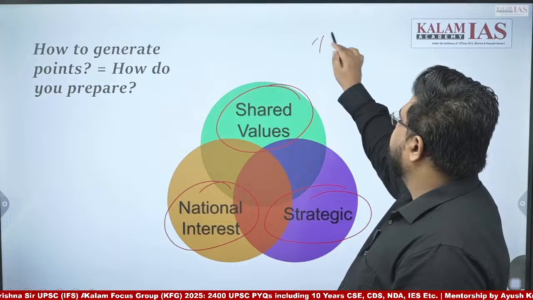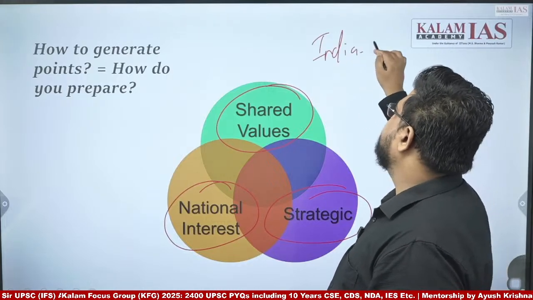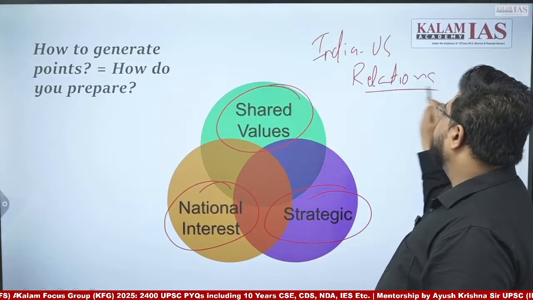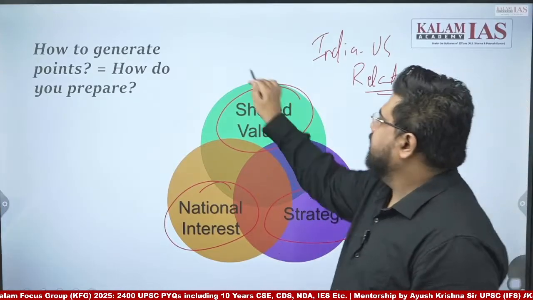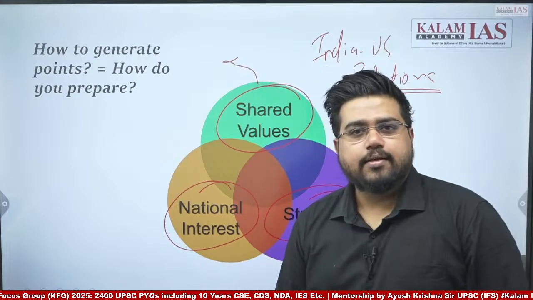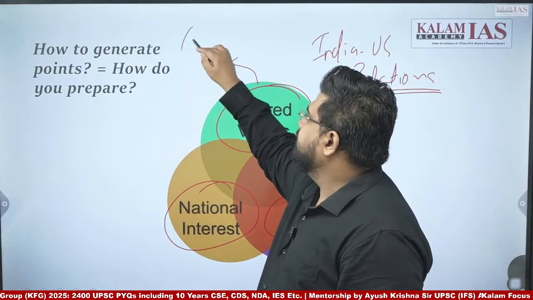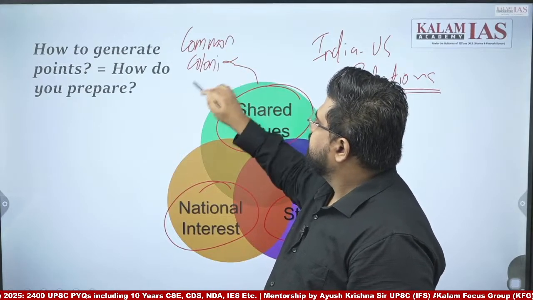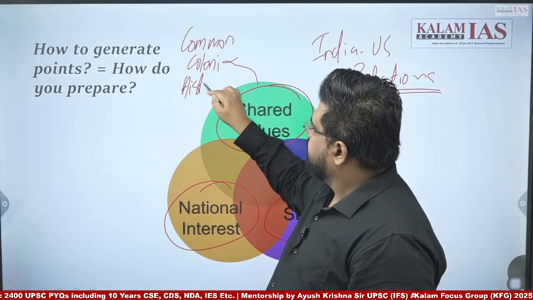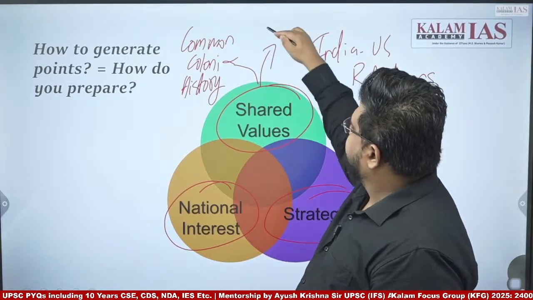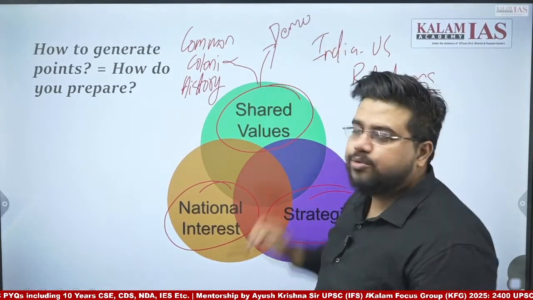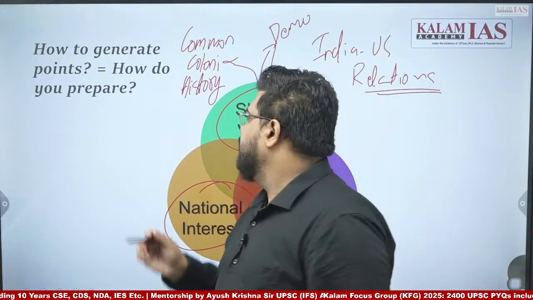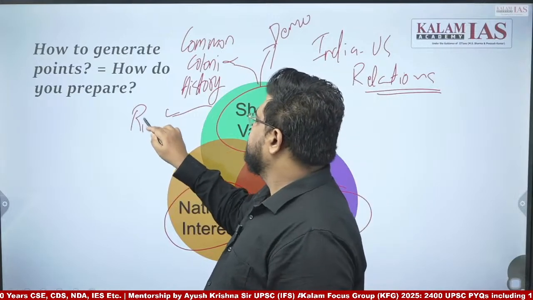For example, let us generate points for India-US relations. Why are India and the US coming together in the present context? What are the shared values between India and the US? We have a common colonial history. We are both democracies, one the largest democracy and the US one of the oldest democracies. We both emphasize the rights of people.